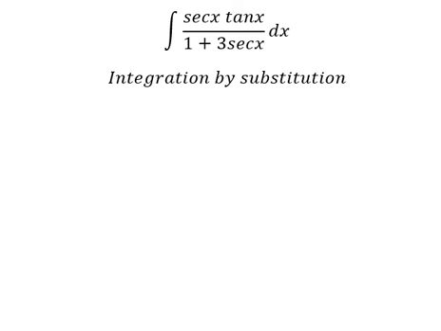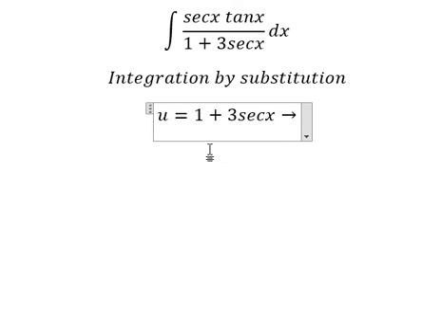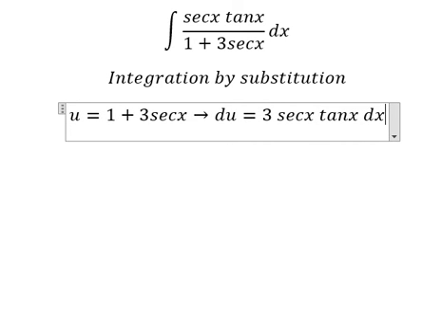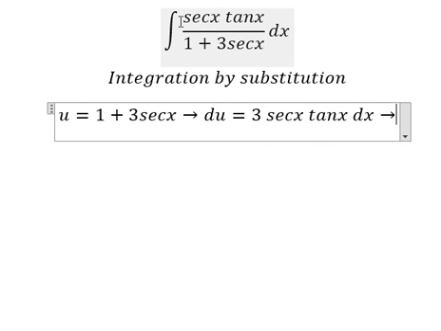So I will put u equals 1 plus 3 secant of s. So if I take the first derivative of both sides, we have du equals 3 secant of s tan s ds. Because we don't have the number 3 in here, we divide both sides by 3.